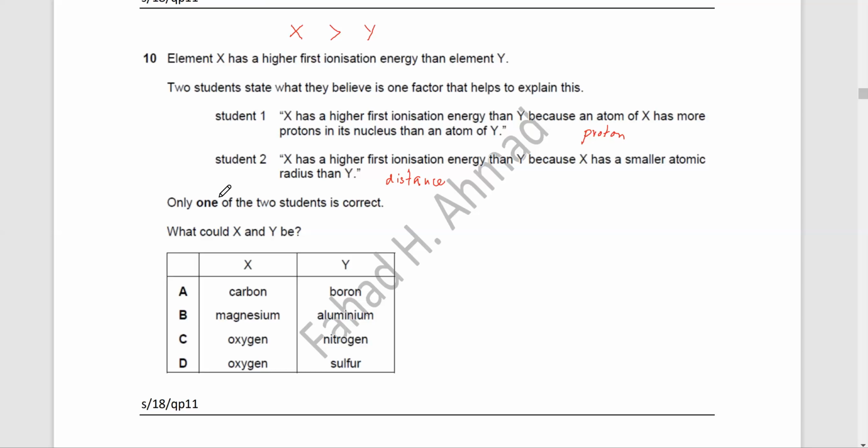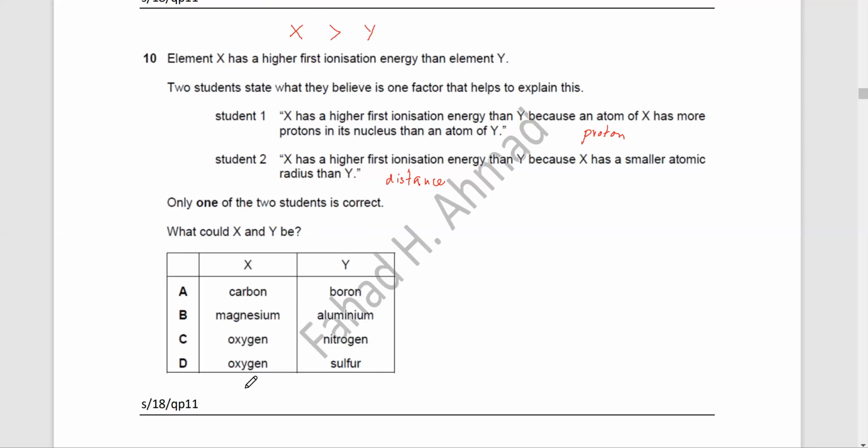But then the question states that only one of the students is correct. So the first student says that X has higher ionization energy because it has more protons. The second says that X has a higher ionization energy because it has a smaller distance. The electron is closer to the nucleus, which is why it becomes more difficult to remove electrons. But only one of the students is correct. And he's given you four options.